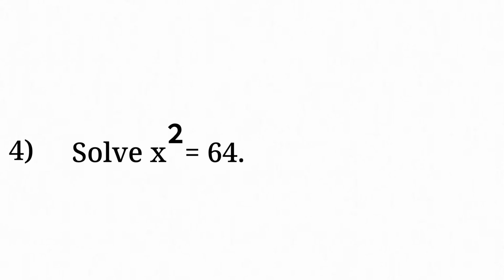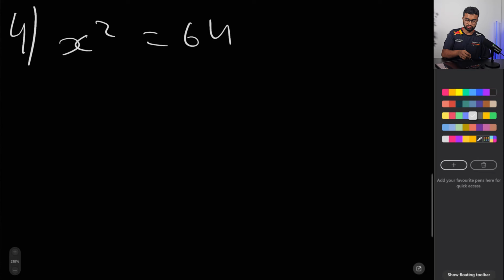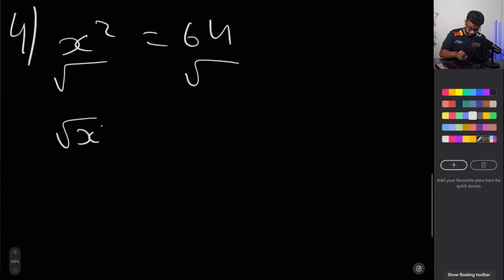Question 4 asks us to solve x squared equals 64. Because we have x squared and we want x on its own, we'll do the opposite of squaring a number to both sides, which would be square rooting them both, which would give us the square root of x squared is equal to the square root of 64.